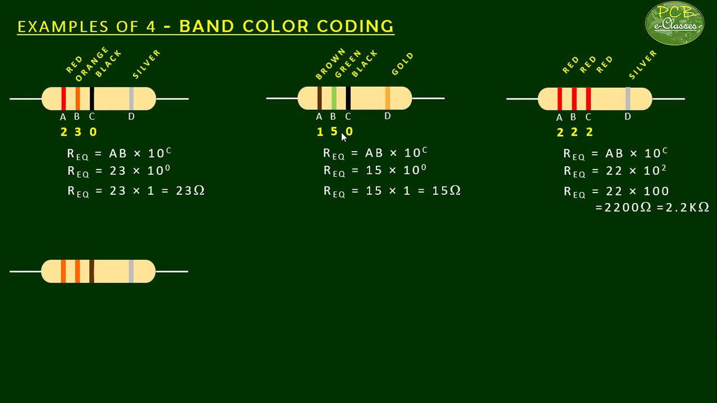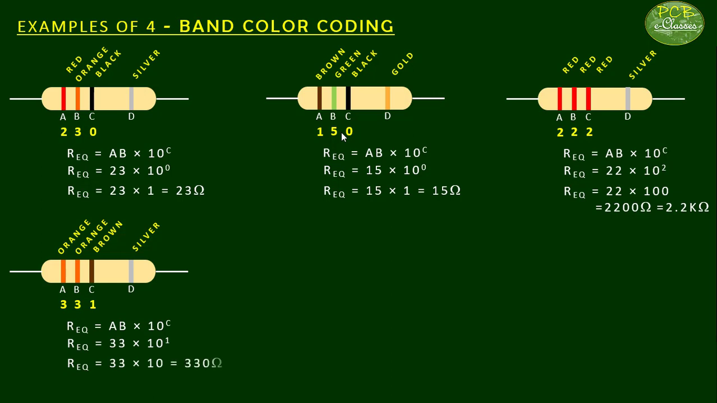Another example. What is the first one? Orange. Second one, orange. Third one, brown. Respective color codes: for the orange it is 3, again 3, for the brown it is 1. So it is 33 into 10 to the power 1. So it gives rise to 330 ohms.